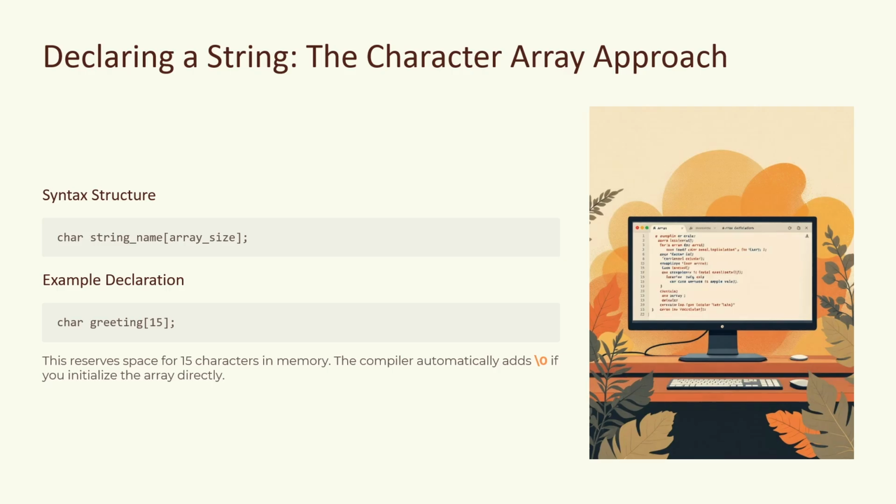Declaring char greeting[15] reserves memory for 15 characters. This memory includes space for both the visible characters and the null terminator. If the string exceeds the allocated size, it may overwrite adjacent memory, causing errors. Hence, choosing an appropriate array size is very important. When initialization happens during a declaration using double quotes, the compiler automatically appends a null character at the end.